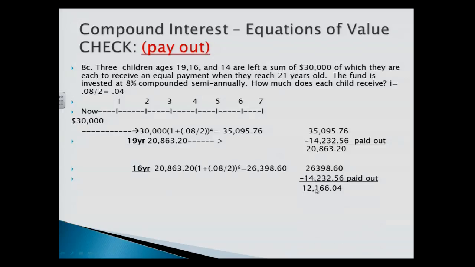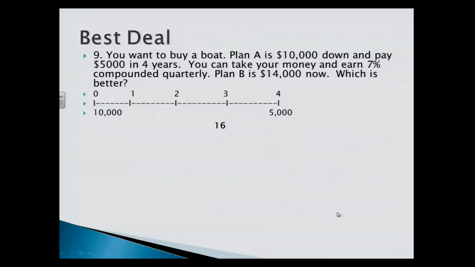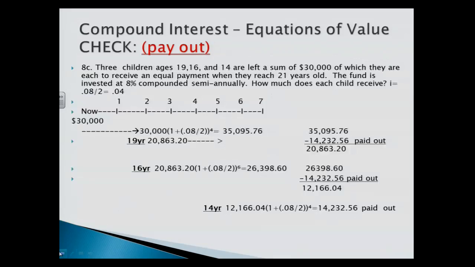And we have $12,166.04 left after we make that payout at 5 years. We find the future value of that for 2 years, or 4 payments, and that equals $14,232.56, which is the last payment, and we end up with 0 in the bank. Okay? So I'll let you pause and confirm that the payout is correct.